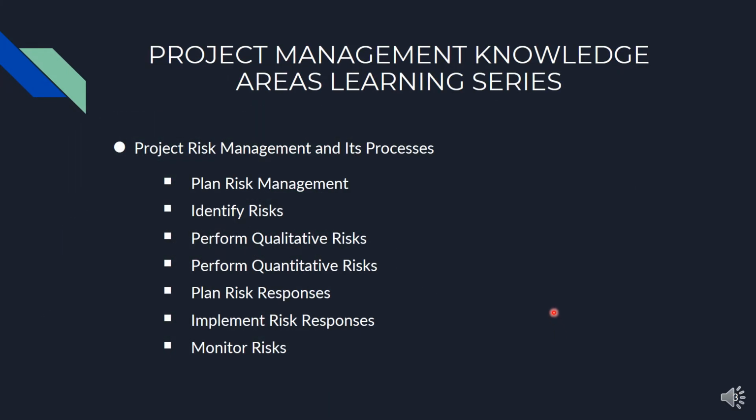Today we will be covering project risk management and its 7 processes. The processes under project risk management are plan risk management, identify risk, perform qualitative risk analysis, perform quantitative risk analysis, plan risk responses, implement risk responses and monitor risk.